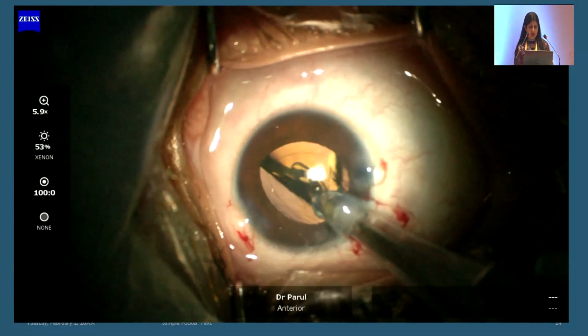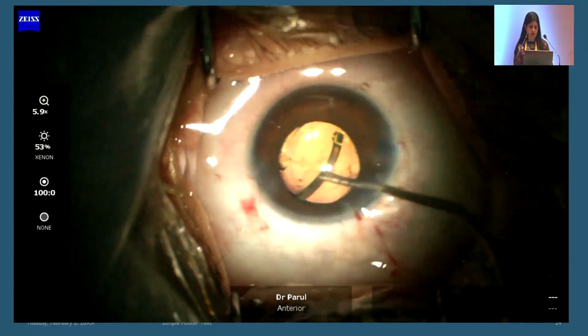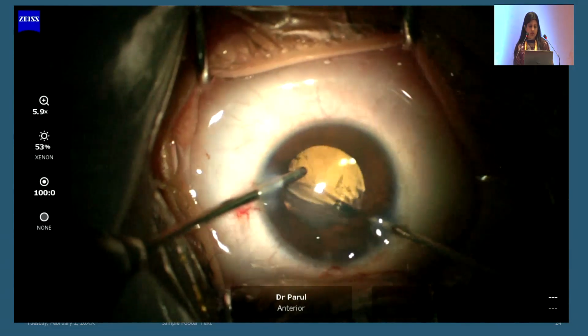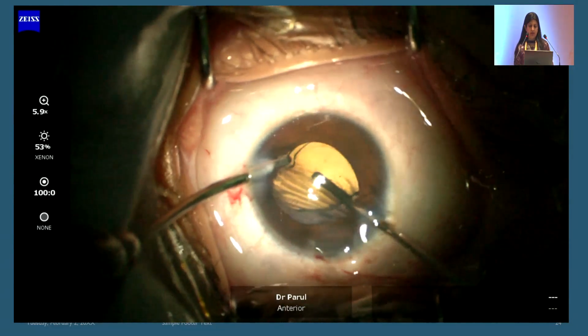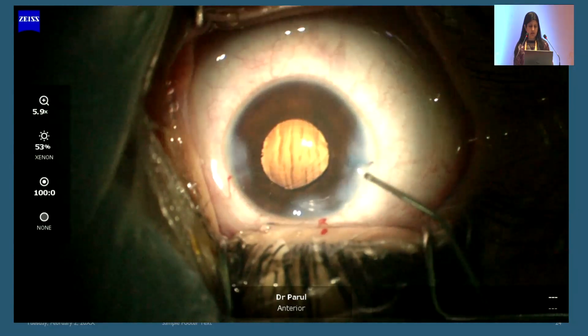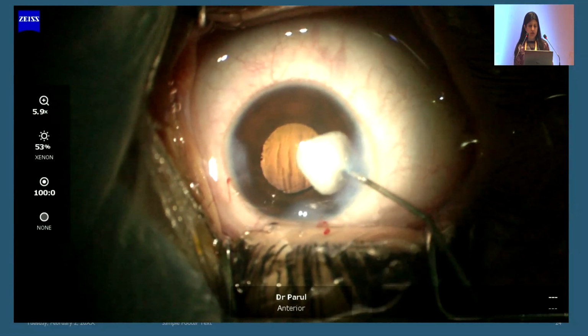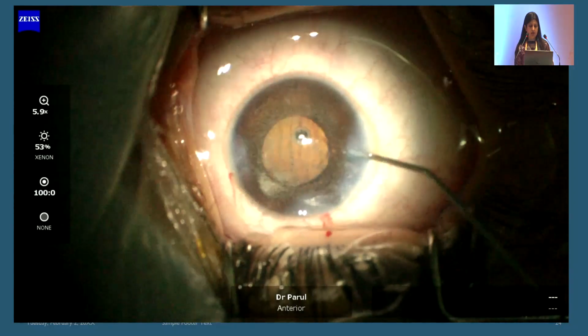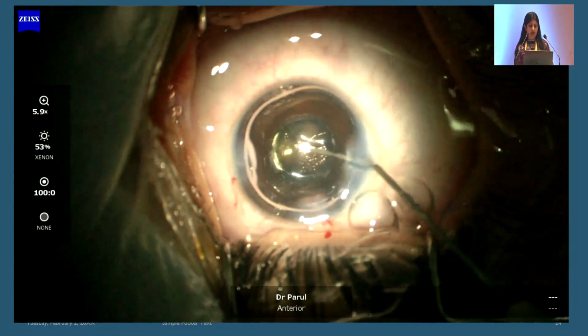In this we have put a single piece hydrophobic acrylic IOL, which is the IOL of choice as it leads to less PCO, less pigmentary deposits, less Sine K. And finally we have put 1.2 mg per 0.03 ml of intracameral Canacot.